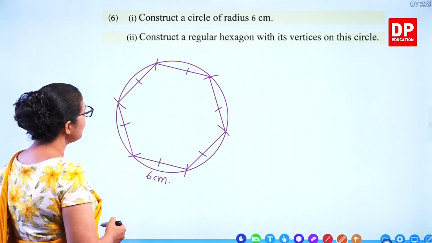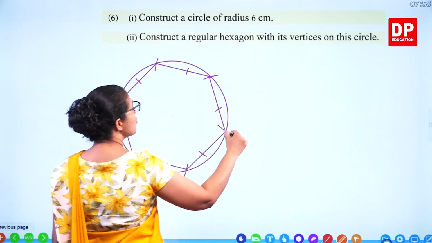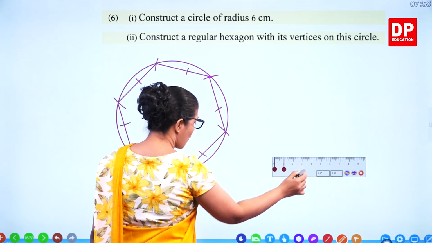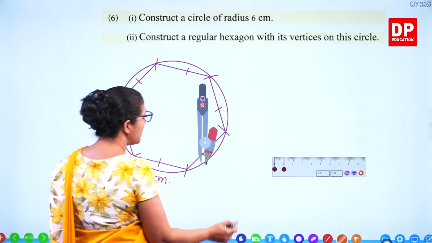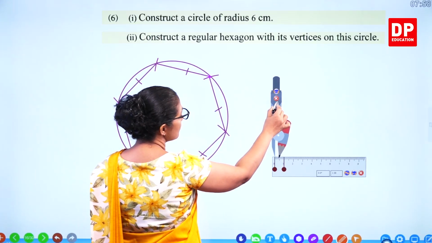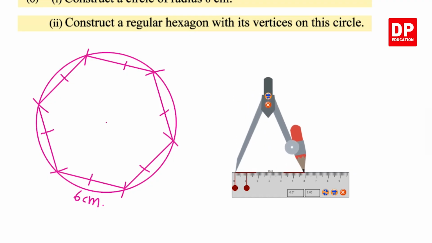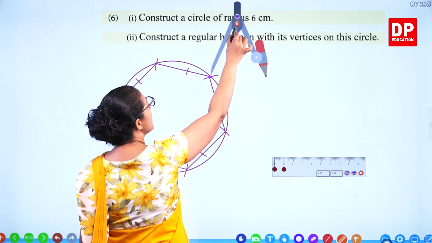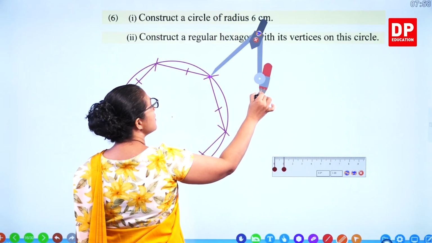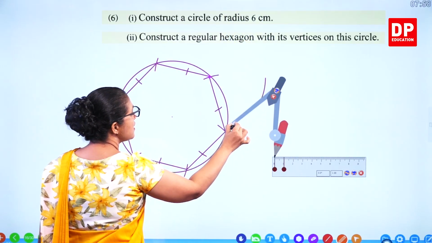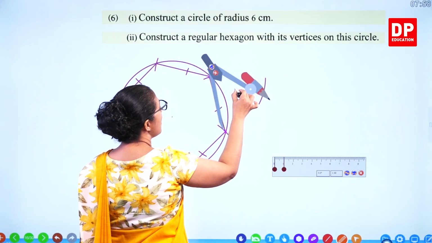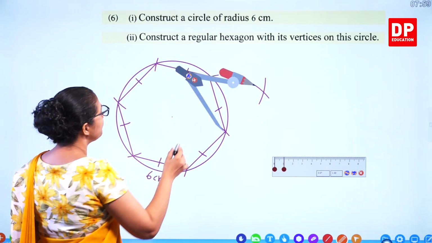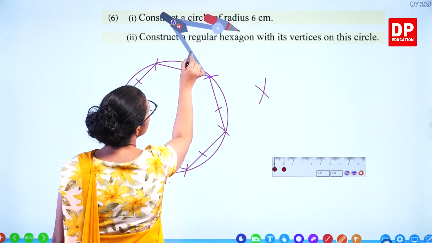So we'll see. So you have to draw equilateral triangles there. So you have to take the same length for that. So what's the length we took? 6 centimeters. So what we can do, take 6 centimeter length, keep here, and you can draw an arc this way and keep on top of this and draw another arc. So likewise, you are drawing equilateral triangles around.